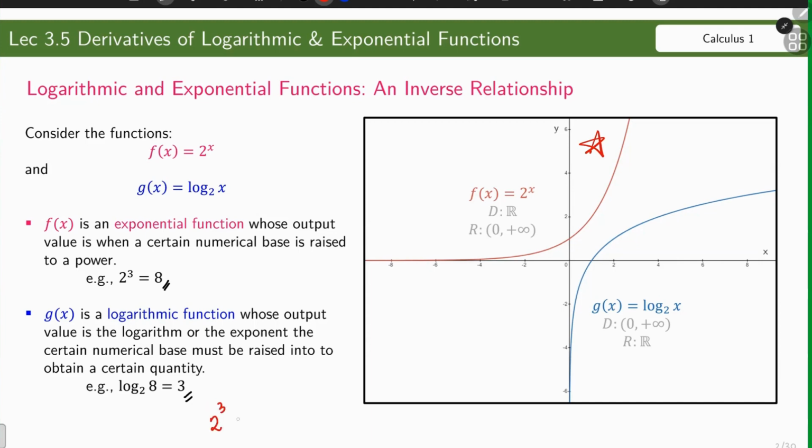2 raised to 3 is equal to 8 is equivalent to the logarithm of 8 to the base 2 is equal to 3. The domain of the logarithmic function is the open interval from 0 to positive infinity, and the range is the set of real numbers. It is asymptotic to the y-axis.